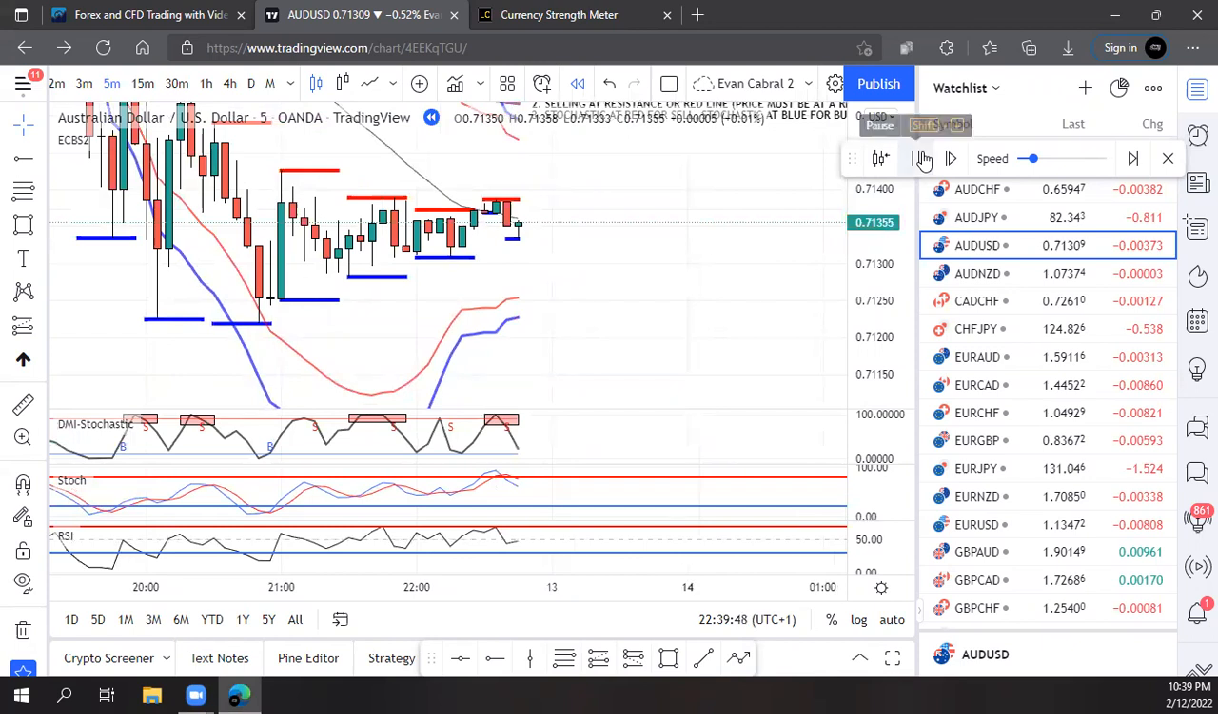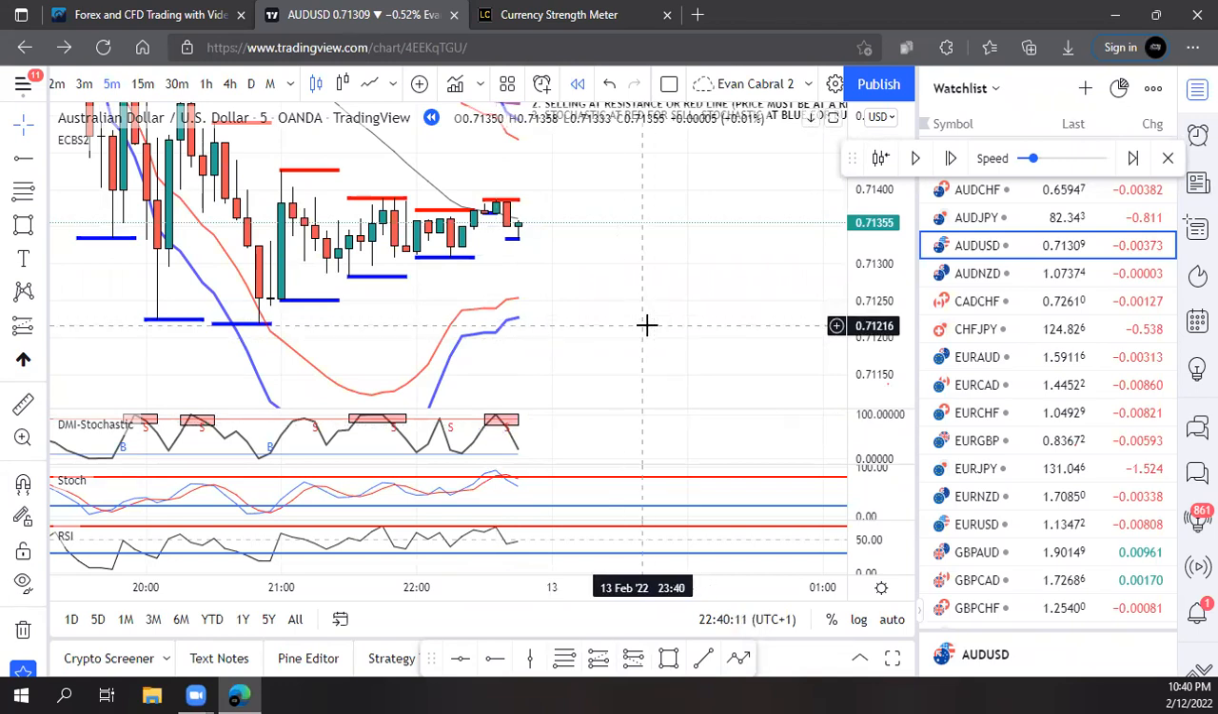Would you have cleared this trade or not? If you took the sell from the resistance, would you have cleared the trade or not? If you would have cleared it, drop a 1. If you would have lost the trade, drop a 2. You'd have cleared it, right? Just by being what? Just by being patient.